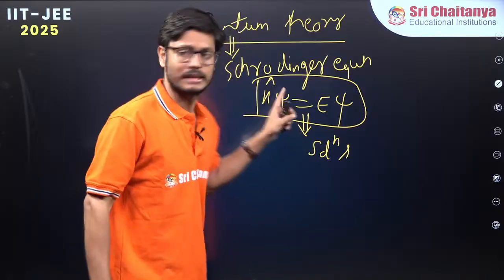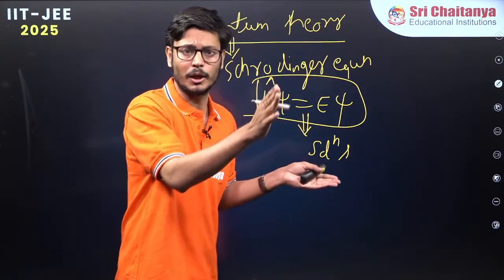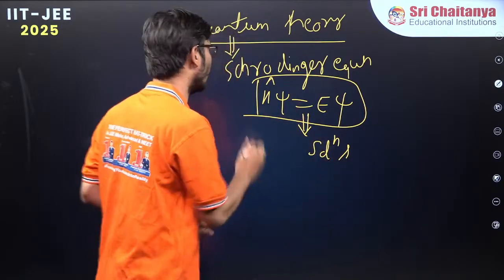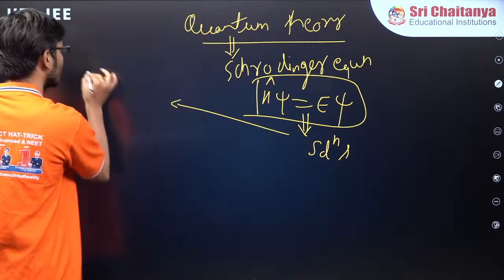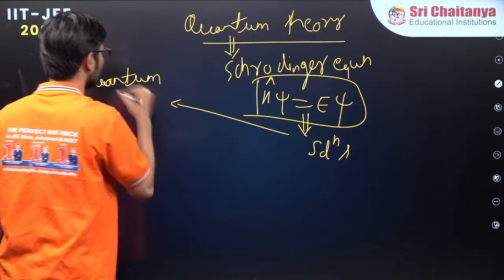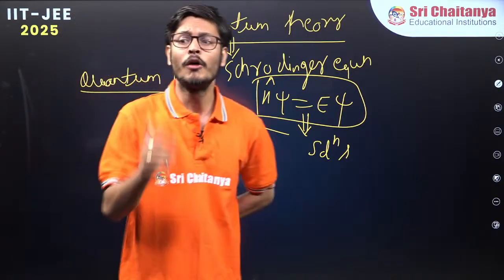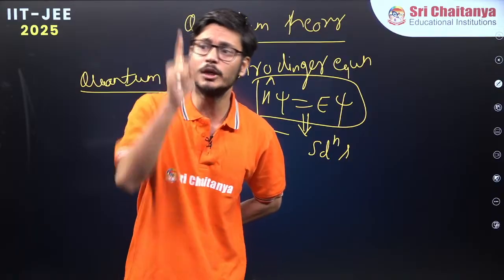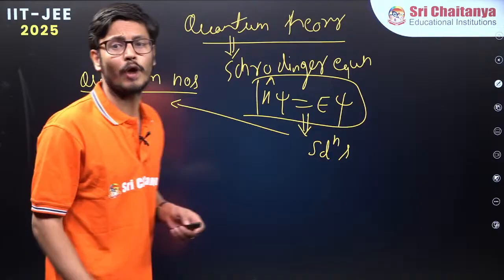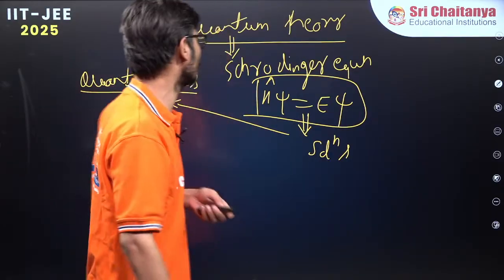For now, solutions, right? Just like the solution of a quadratic equation, this equation will give some solutions. Those solutions are known as quantum numbers, because they are given by quantum theory. So from where did the quantum numbers come? From the solution of the Schrodinger equation. Now, once we have this knowledge, what are quantum numbers and how many types of quantum numbers do we have? Let us go to that.